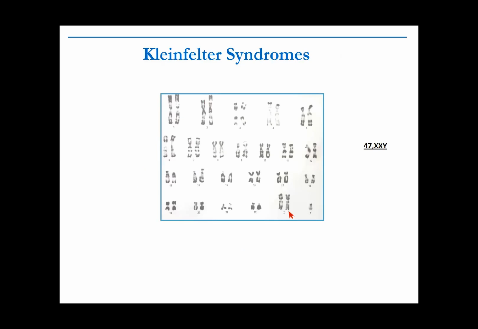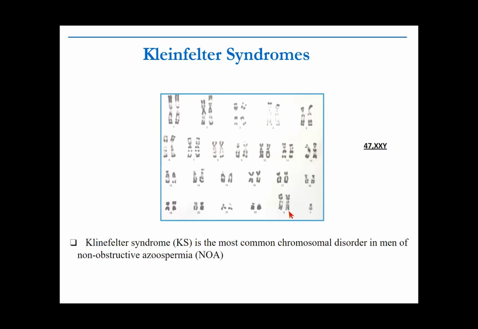The first chromosomal abnormality is Klinefelter syndrome. It is the most common chromosomal disorder in men with non-obstructive azoospermia, associated with hypergonadotropic hypogonadism and infertility, and the frequency is 1 in 600.